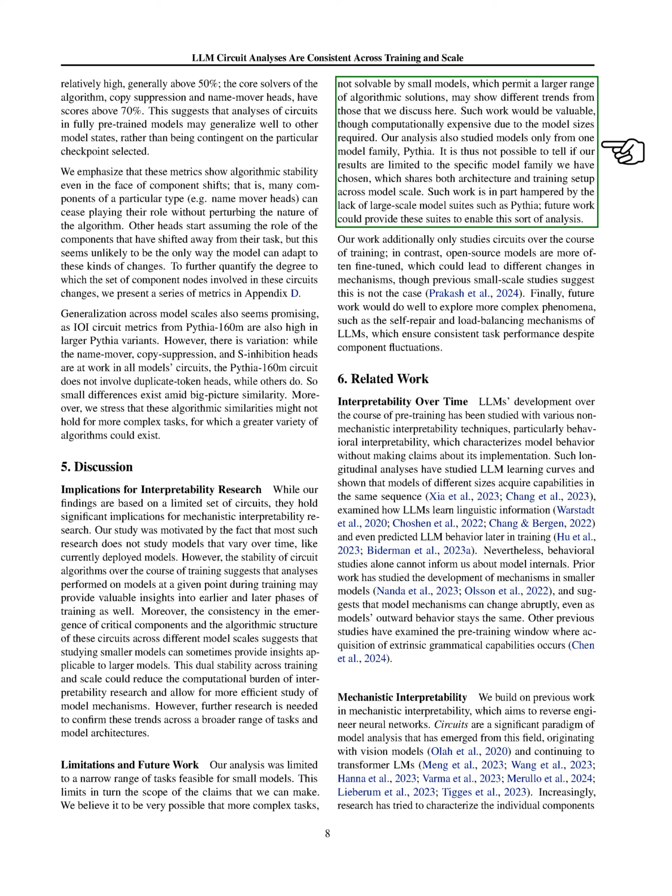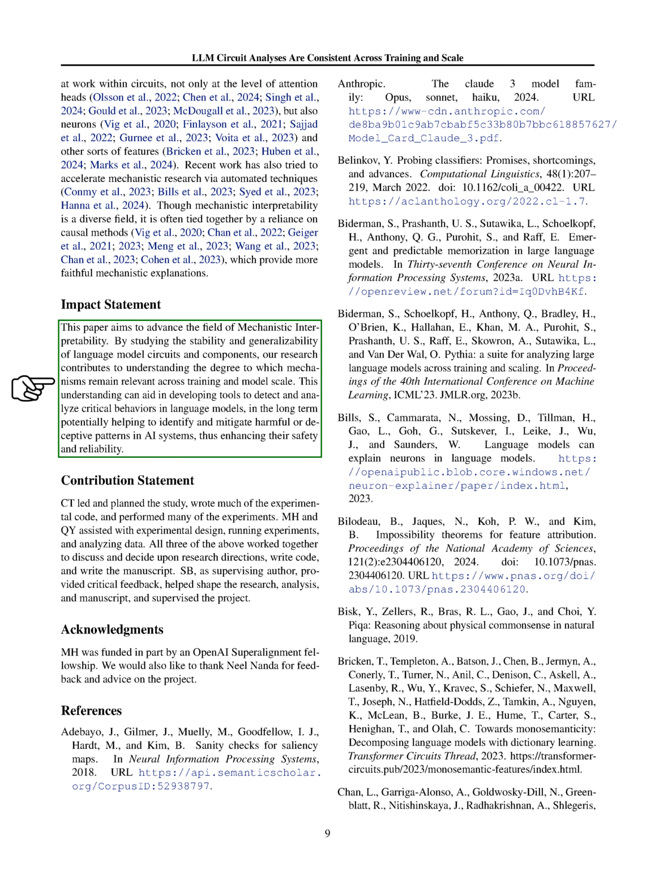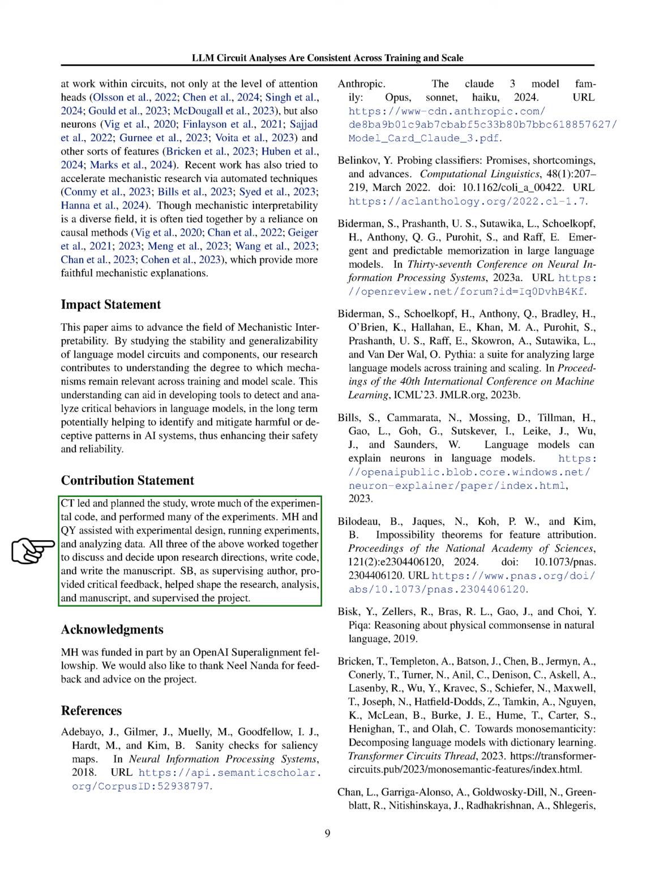We also discussed the interpretability of language models over time, highlighting the importance of mechanistic interpretability in understanding neural networks. By studying the stability and generalizability of language model circuits and components, we aim to enhance the safety and reliability of AI systems by identifying and mitigating harmful patterns. Our contribution to the field of mechanistic interpretability lies in advancing the understanding of how mechanisms remain relevant across training and model scale. This knowledge can assist in detecting critical behaviors in language models, ultimately improving the safety and reliability of AI systems.